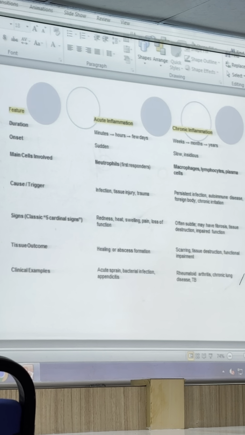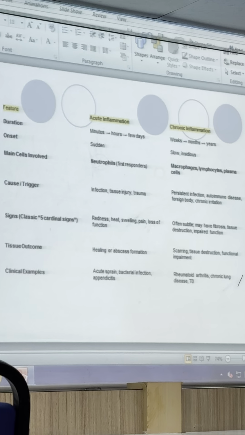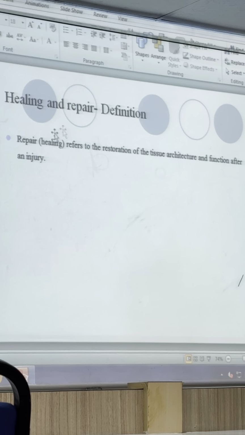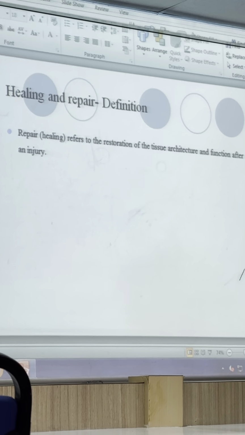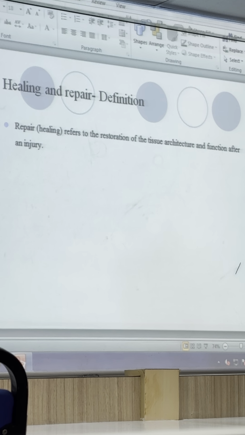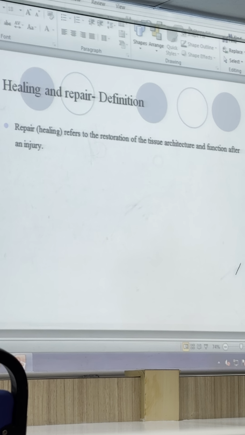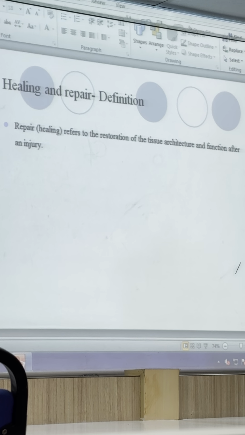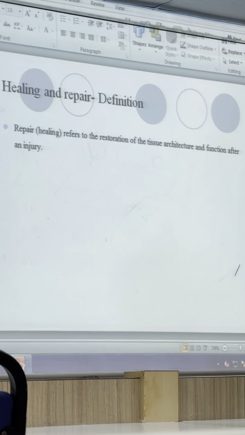The differences between acute and chronic inflammation. Mostly it will cover your whole lecture only. I'm so sorry, I tried to put only that in the slide which is important.